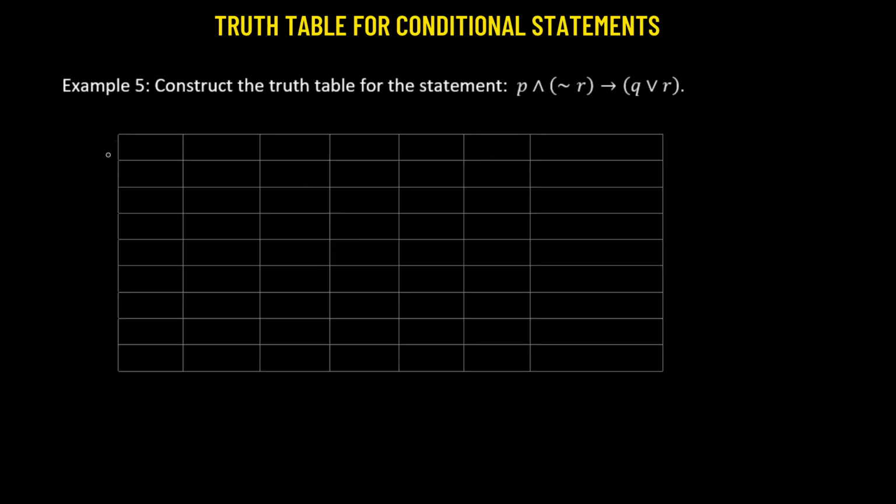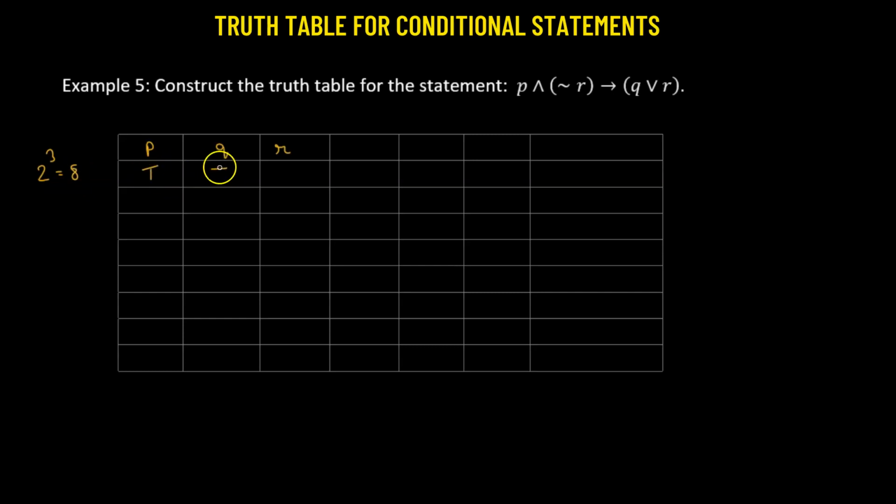So in this particular example, we need to construct the truth table for the statement if P and not R, then Q or R. So that means here we have 3 simple statements, P, Q and R. Since there are 3 statements, we'll have 8 possibilities, so that will be 2 raised to the power of 3, which is equal to 8. So let's list them out.